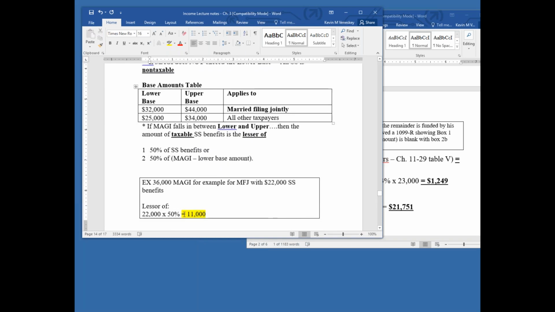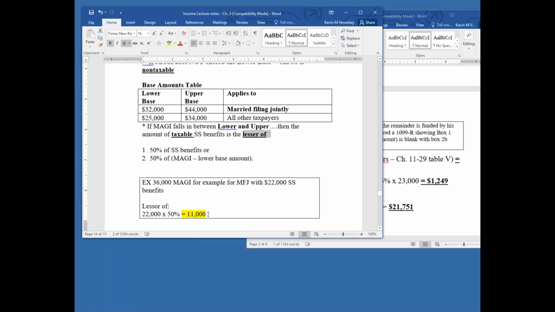Okay, so let's work through the numbers here just to see how this works. I give an example. Your MAGI is 36,000 and you're married filing joint. So you're in the middle. We're going to find how much of that 22,000 of Social Security you received actually needs to go on your return. Okay, so the rule is we take the lesser of 50% of the benefit.